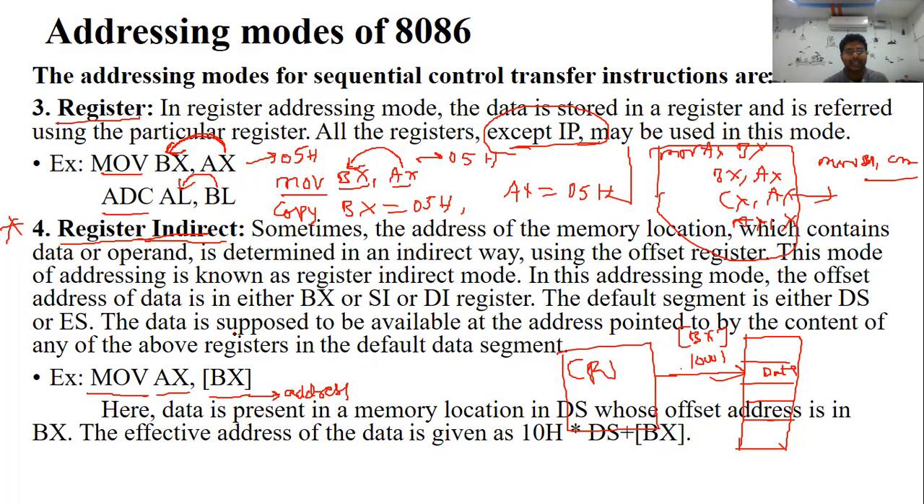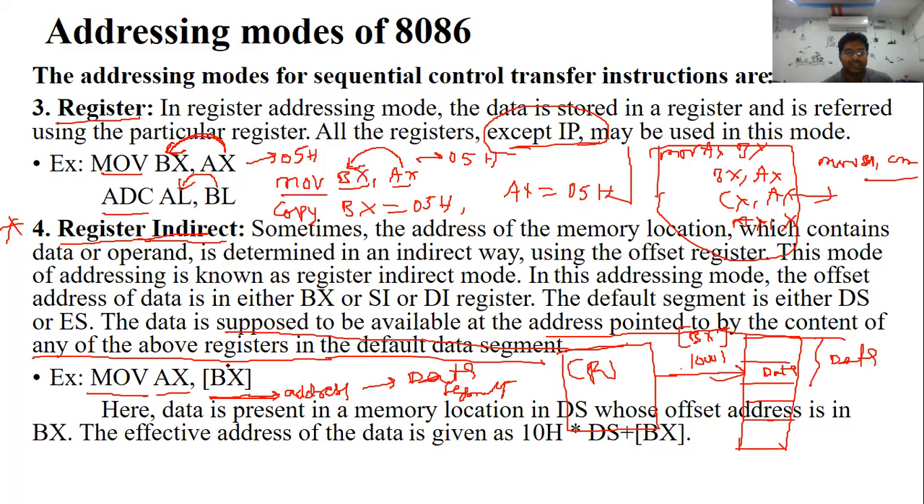The data is supposed to be available at the address pointed to by the content of any of the segment registers, nothing but the default data segment register. BX is one such register. This address is stored at the data segment register. So indirectly, BX represents an address location, a data segment address location. On that address location, we have some data. The data is copied.